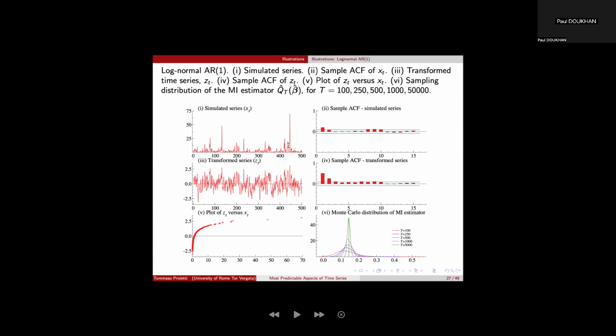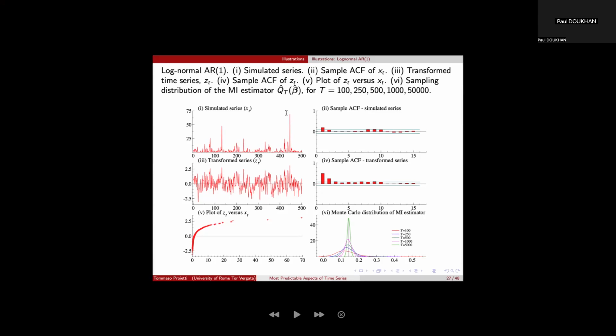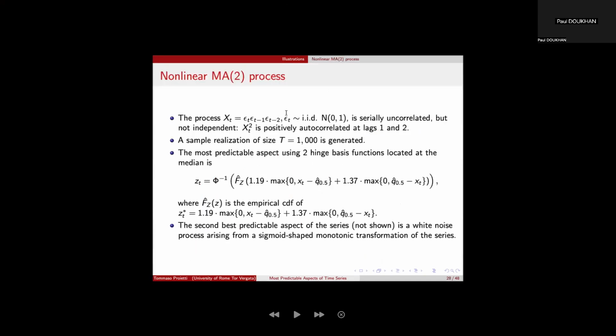As you see now, things are much more in line with what you expect, this coefficient being 0.5, the first autocorrelation. And if you now replicate this 1,000 times for sample sizes 100 and so on, you get closer and closer to the true mutual information, which was 0.1438, which lies here. So in this case, you had a monotonic transformation.